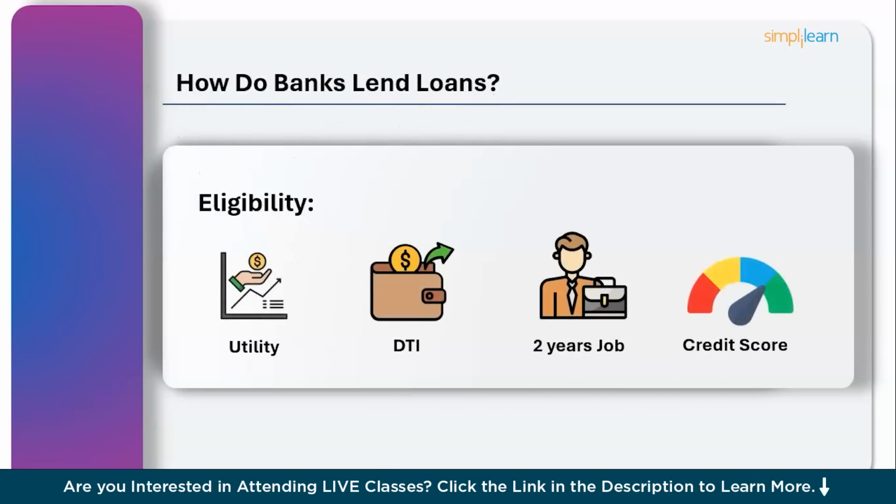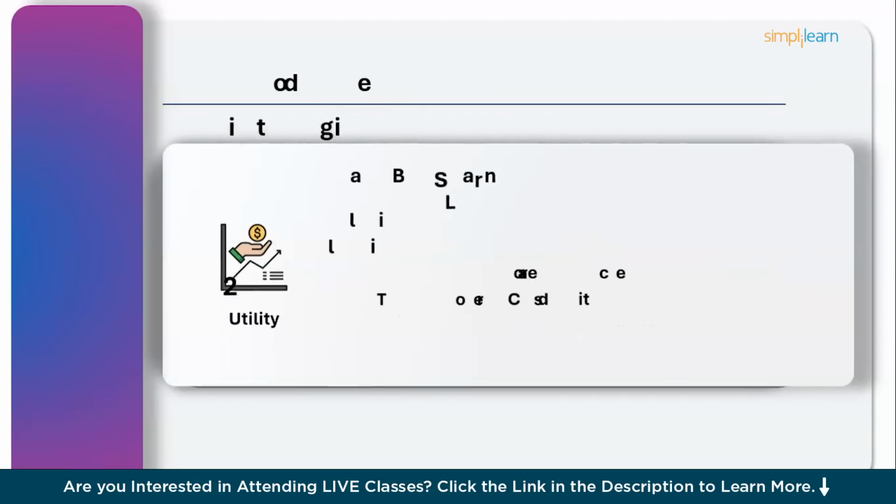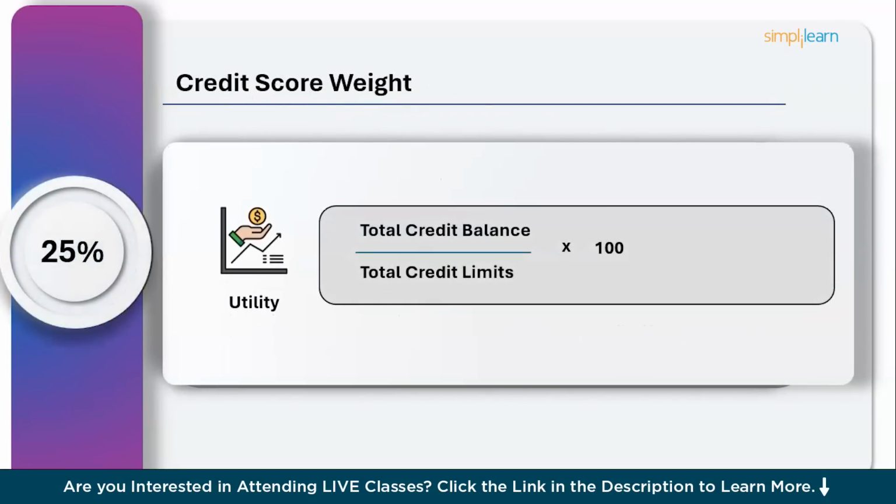So if you want to take a loan from any bank, they take care of 4 different parameters: utility, DTI, 2 years job, and credit score. Let's understand all these 4. So the first parameter is utility.